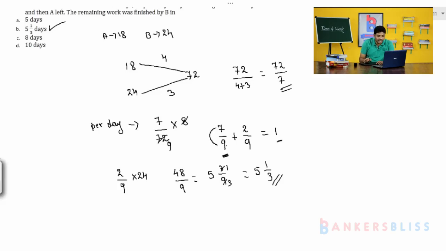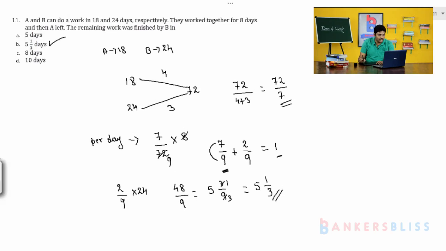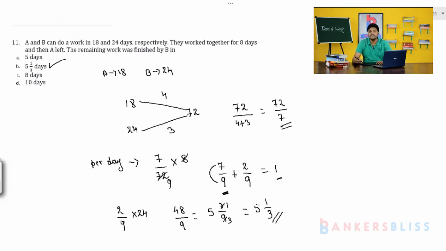The remaining part is 9 minus 7, that is 2. 2 by 9 is the remaining part that has to be completed by B. So 2/9 of the work is completed in 24, so 2 by 9 into 24, which is equal to 5 1 by 3. Therefore option B is the right answer.